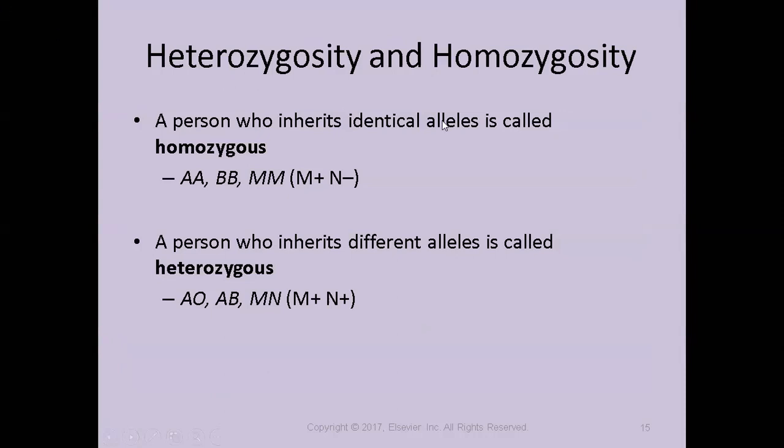So it's important to understand the difference between heterozygous and homozygous. So when a person inherits two identical alleles, we consider them homozygous. So AA, BB, and NN. Basically, these are two of the same, okay? However, when we have a person who inherits two different alleles, we call that heterozygous. So AO, AB, MN, okay, they're not the same.